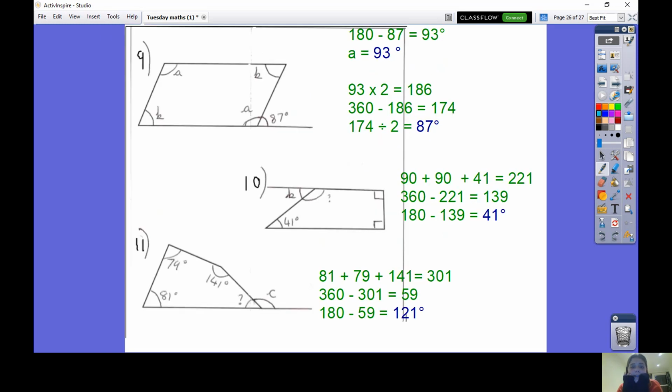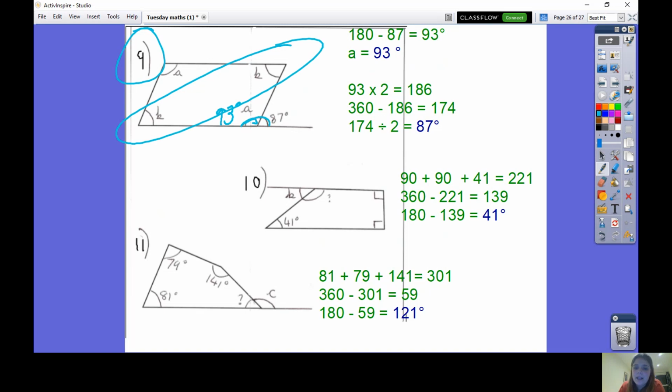Okay, for those of you who tried the slightly more challenging ones, first, this number 9 was probably the hardest. First, you had to find angle A by doing a subtraction from 180. Angle A was 93 degrees. Then what you had to do is find out 2 A's was 186, subtract that from 360 to get 174. That was both of the B's, divide it by 2 to get 87.